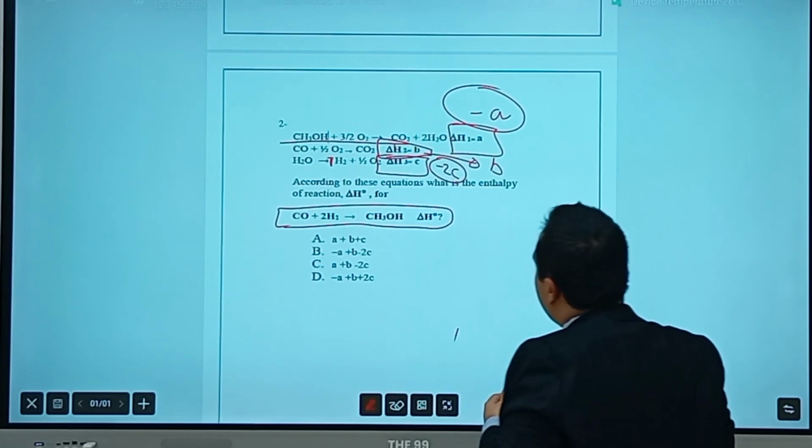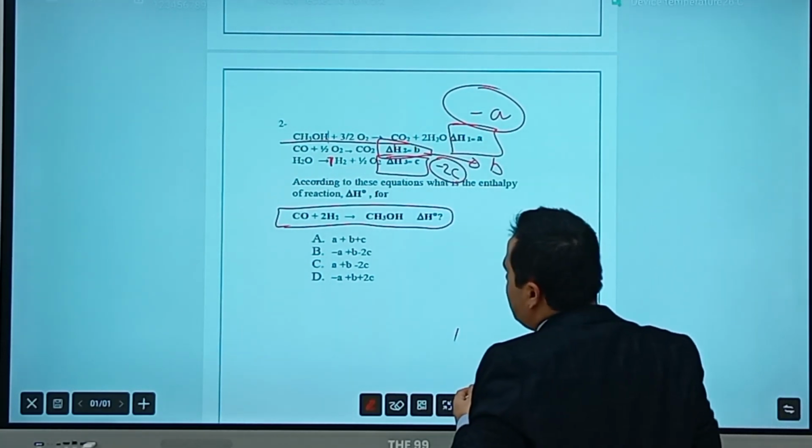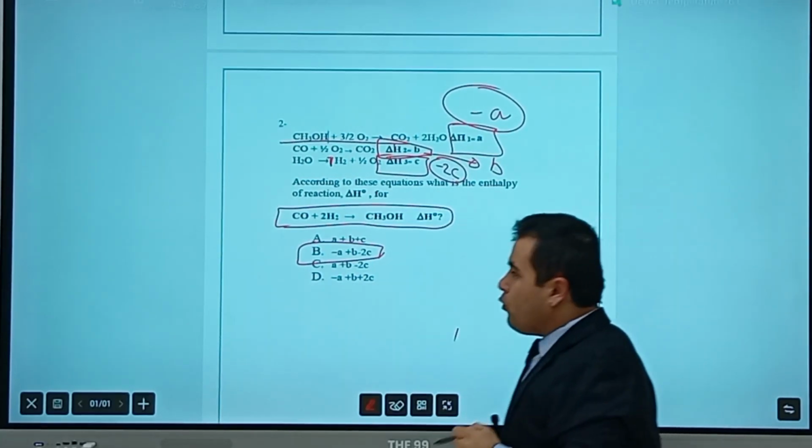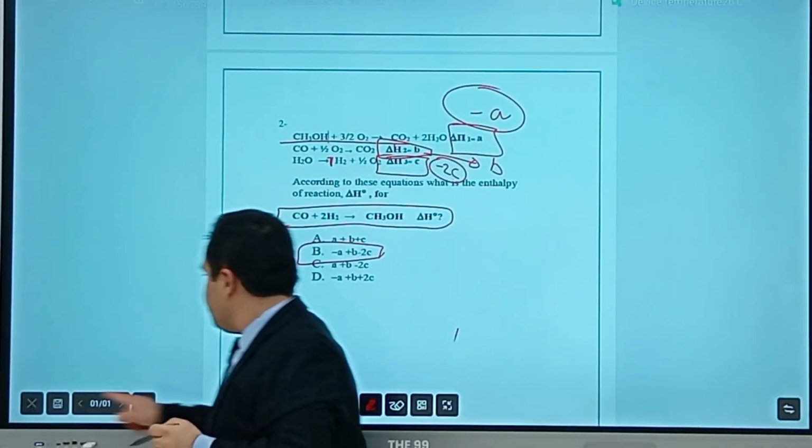And which one is the correct option? Minus A plus B minus 2C is the correct option.